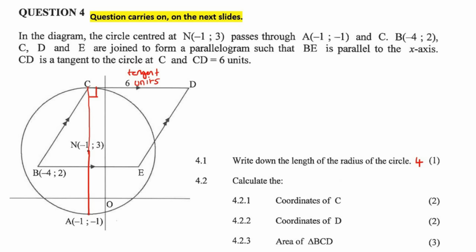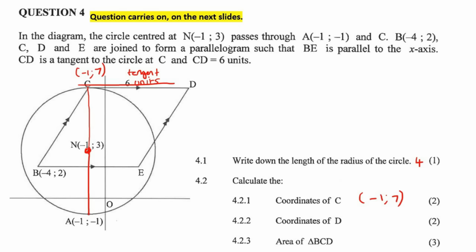Okay? So C would have an x coordinate of -1. Why? Because you can see it's -1, -1, -1. That doesn't change. But this distance over here would be 4, because it's the radius. So from N to C would be 4 units. So if you add 4 onto 3, you're going to end up with 7. So C's coordinates would be (-1; 7).